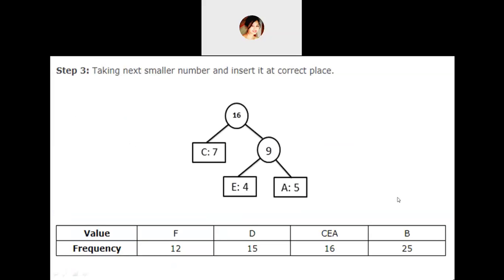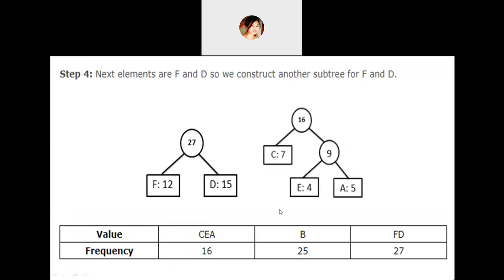Then we reconstruct the table, and there C comes to the first position, EA goes to the second place, and in this way you have to arrange all the elements in ascending order of the frequencies, right? In this manner we took up step 3 as well. So this is the table again, reconstructed. In step 4, you got stuck.